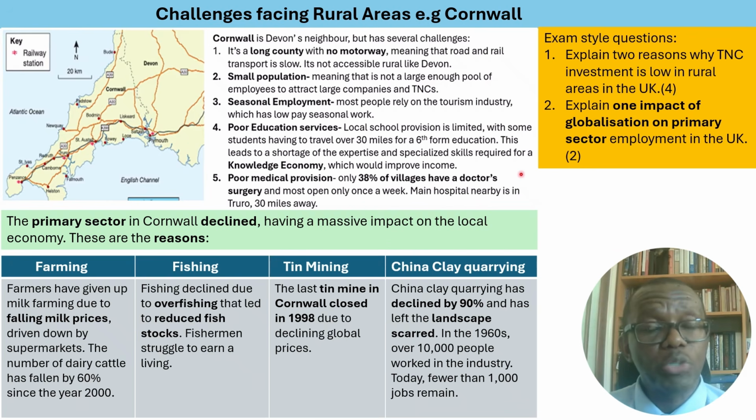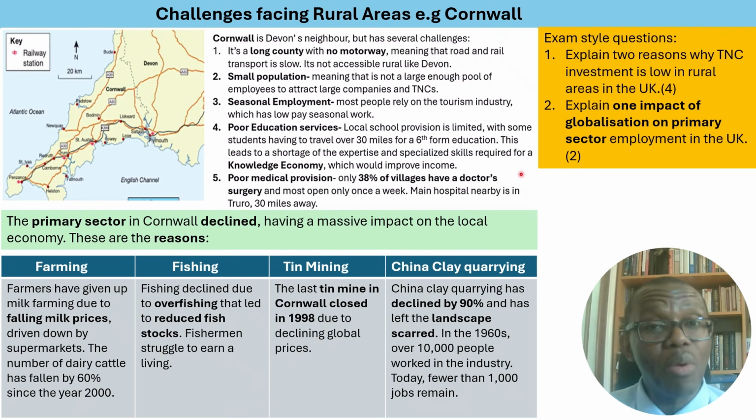Now, the next thing that our specification requires us to know about is the challenges that face rural areas here in the UK. And the example that we use in our specification is Cornwall. Now, Cornwall obviously is Devon's neighbor, but it experiences several challenges. And the first challenge is that it's a long county with no motorway. And this means that road and rail transport is slow. Now, if I remember right, I think the length of Cornwall is 170 kilometers.